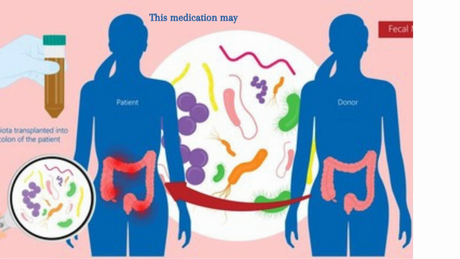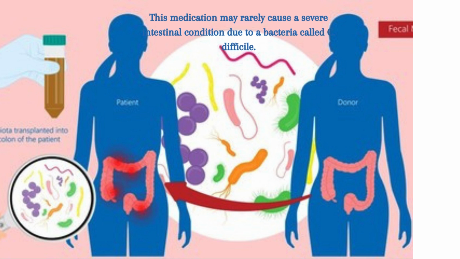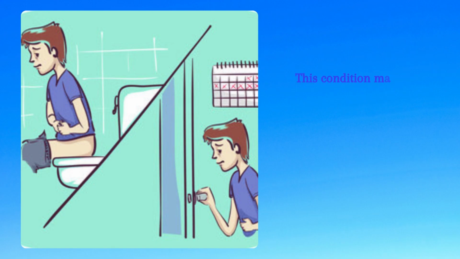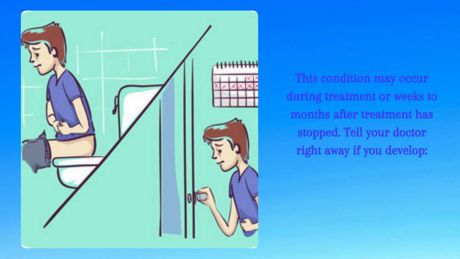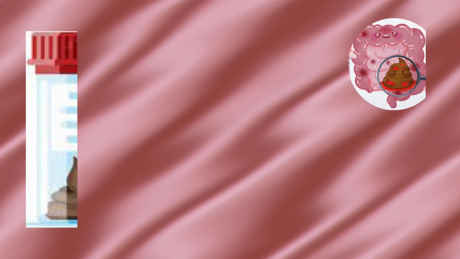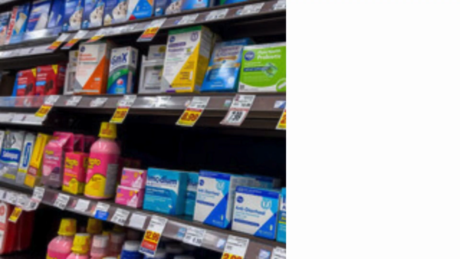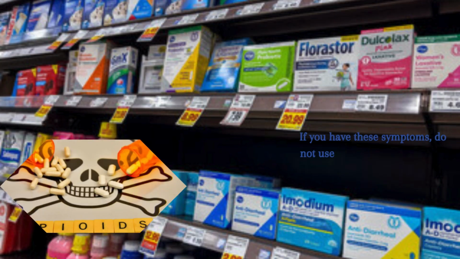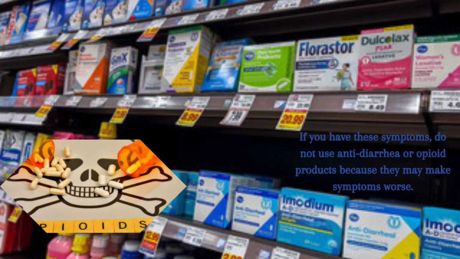This medication may rarely cause a severe intestinal condition due to a bacteria called C. difficile. This condition may occur during treatment or weeks to months after treatment has stopped. Tell your doctor right away if you develop diarrhea that doesn't stop, abdominal or stomach pain, cramping, blood or mucus in your stool. If you have these symptoms, do not use anti-diarrhea or opioid products because they may make symptoms worse.